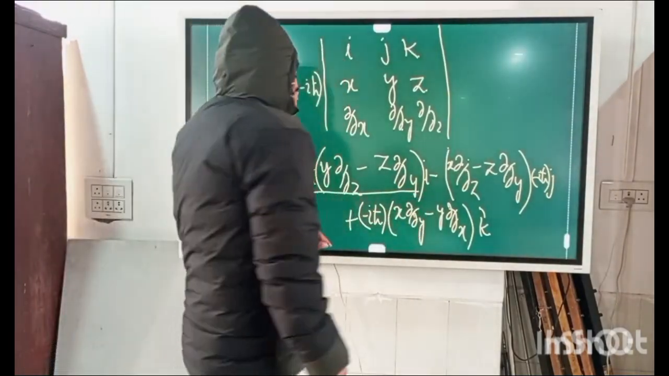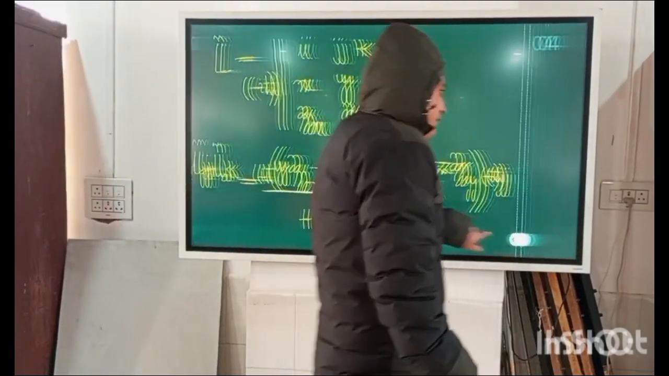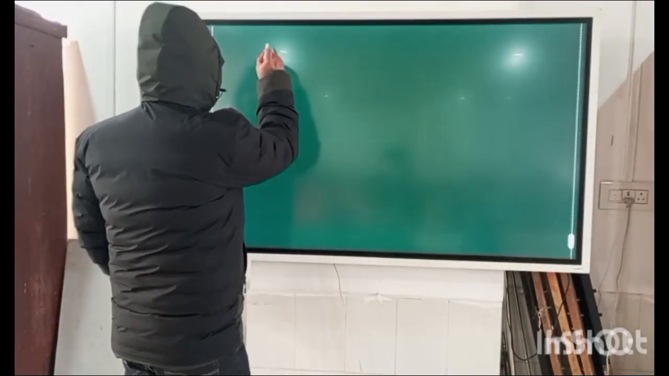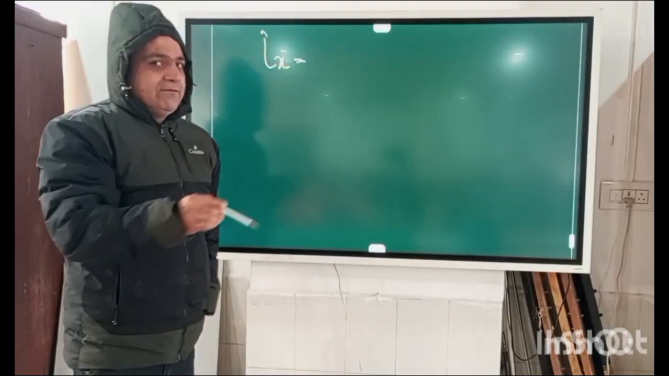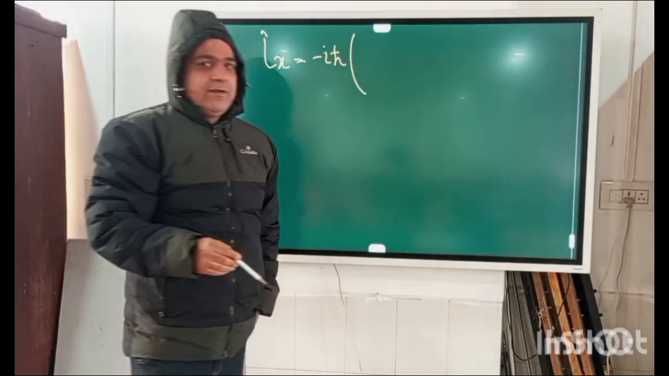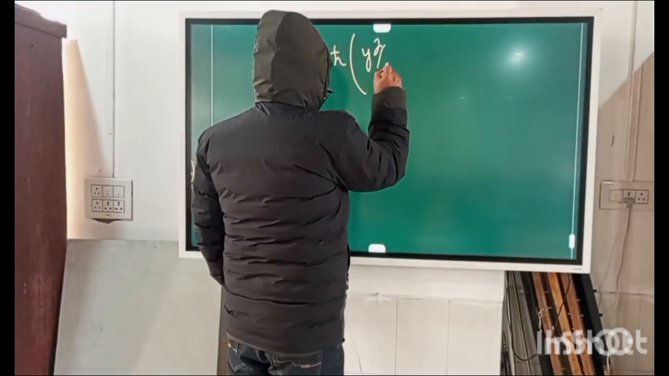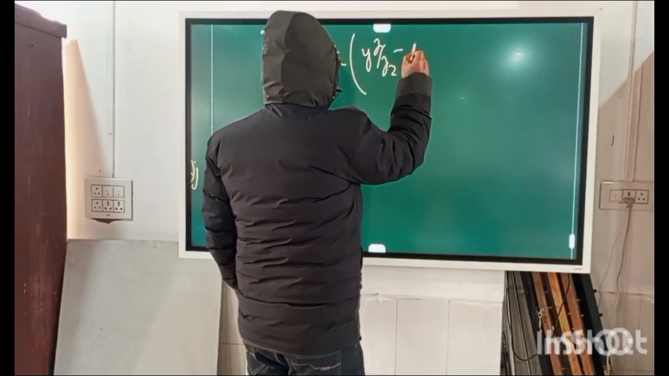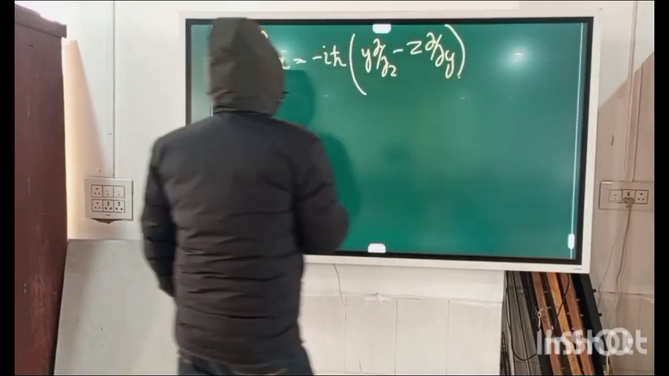Come on, Ikra, you have to tell me now, what will be L_x? What will be L_x cap? It will be minus i h bar times y times dou by dou z, minus z times dou by dou y. That's fine. Okay, this is my L_x.